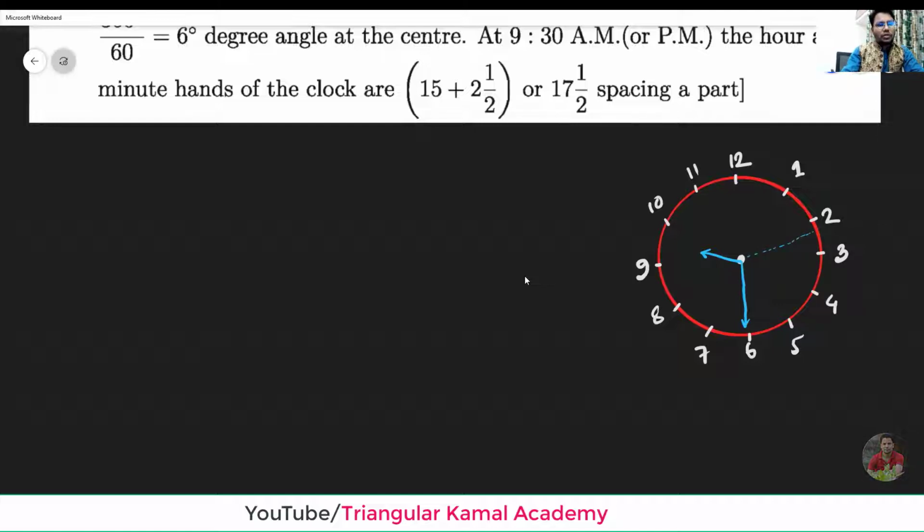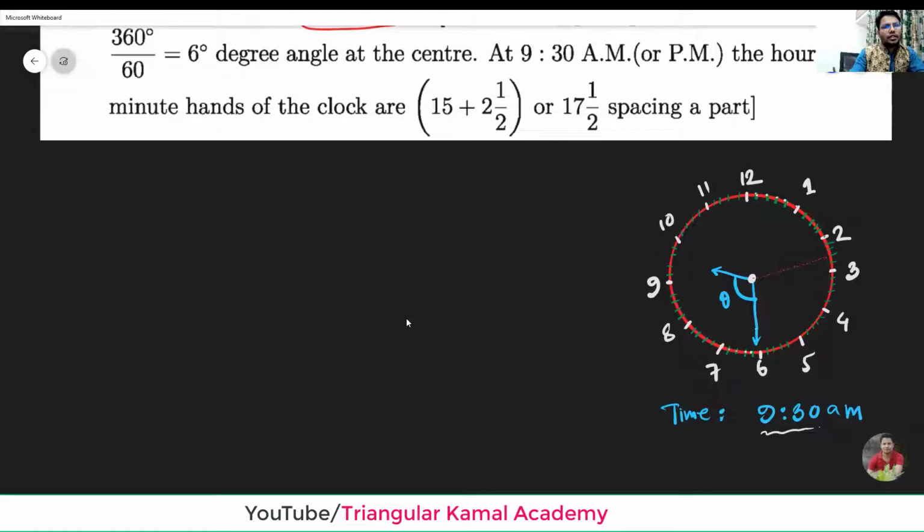Now, our question requires us to find the measure of this angle when the time is 9:30 a.m. or p.m. So here, this is the clock which shows 9:30 a.m. Our requirement is to identify the angle between the hour hand and minute hand when the time is 9:30 a.m. First of all, we have to identify how many spacing parts there are in the clock. If we count from 12 to 1, there is 1 spacing part, 2, 3, 4 and 5. So there are a total of 5 spacing parts between 12 and 1.